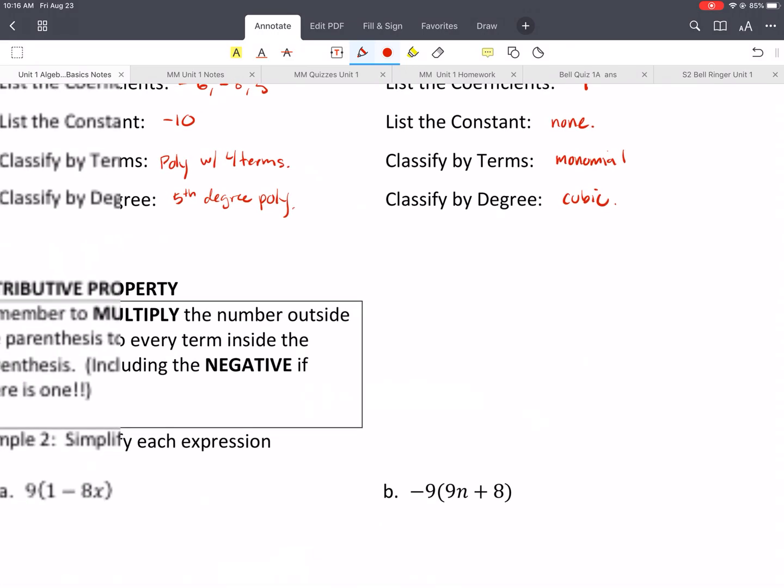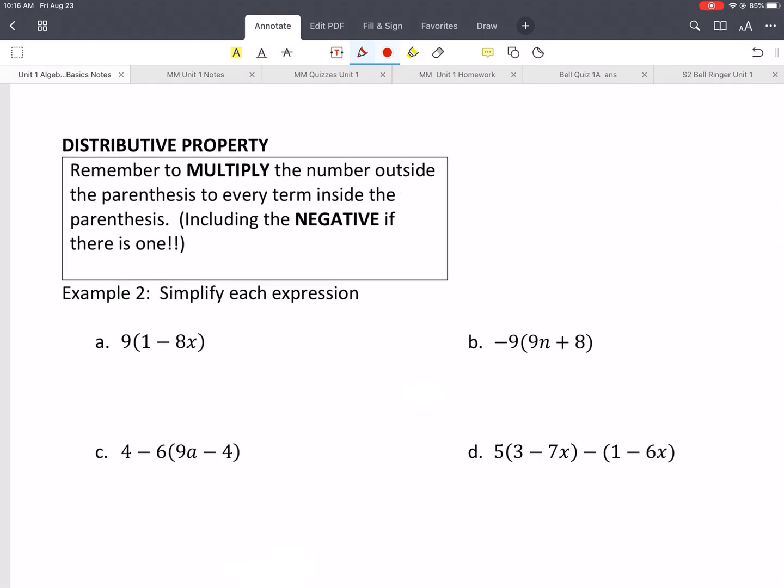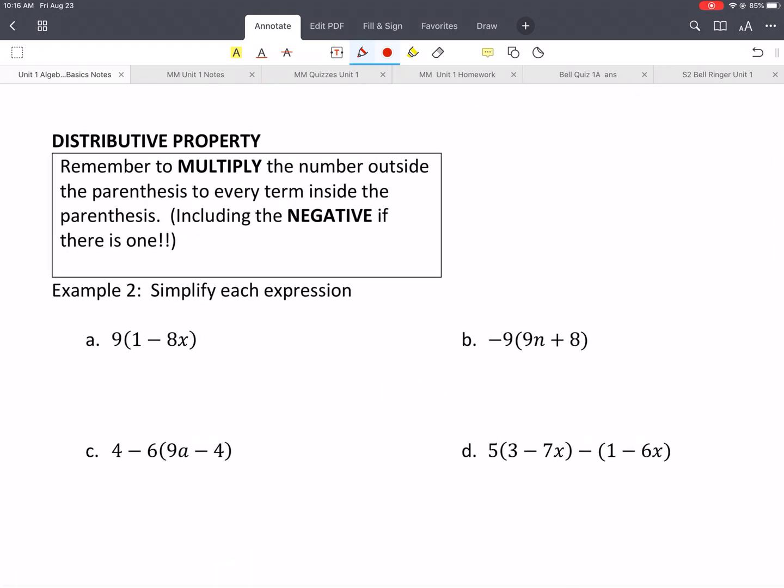All right? All right. Next, we have the distributive property. Okay, so remember, whenever you multiply the number outside of the parenthesis, you have to do it to every term inside. So we'd distribute to the 1. 9 times 1 is 9, and then 9 times negative 8x. That would give us a negative 72x. Okay?